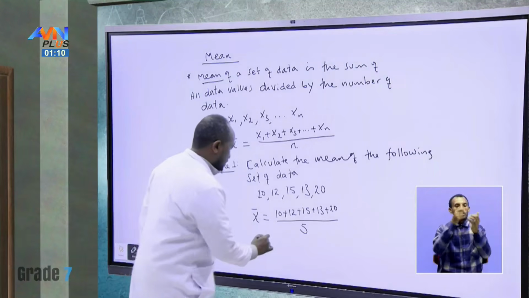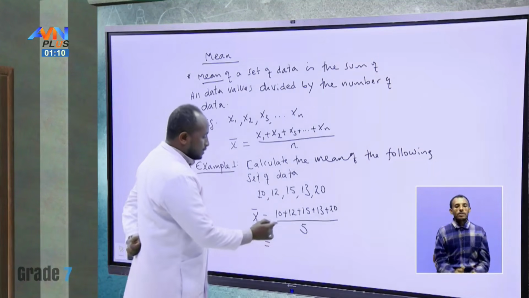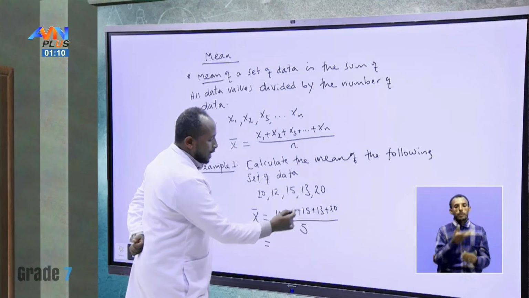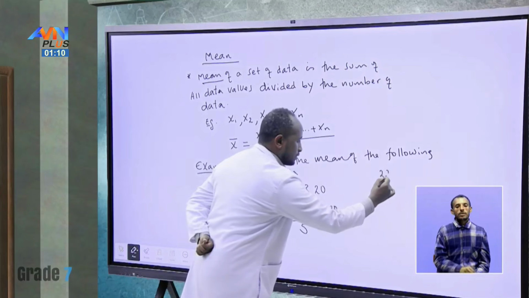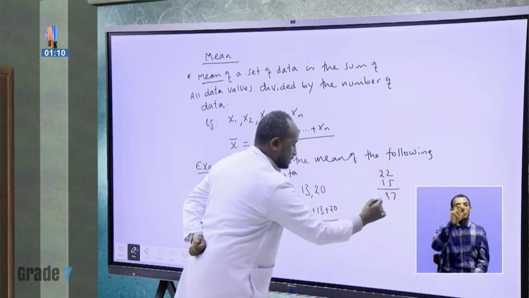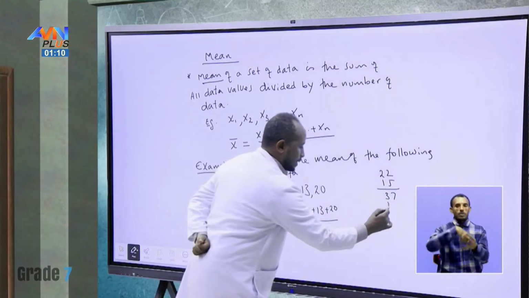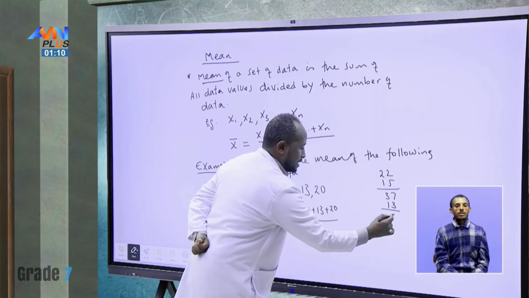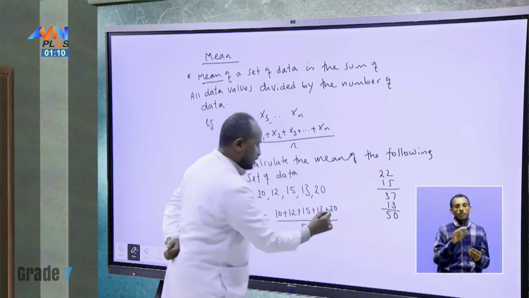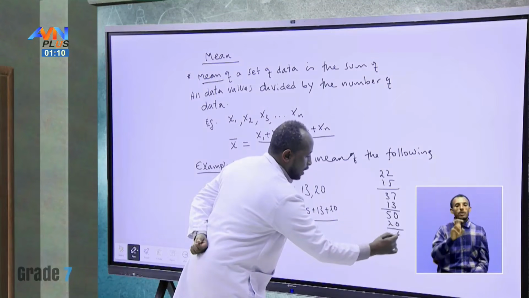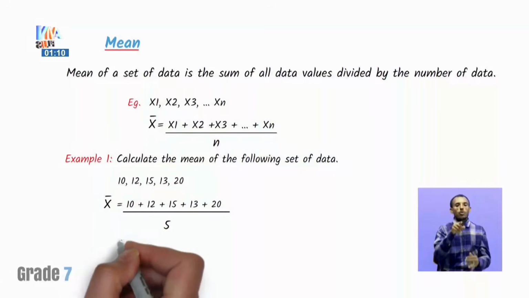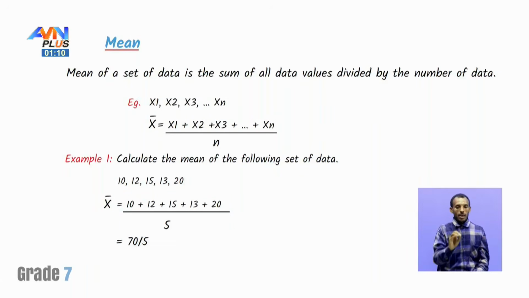So let's add this. 10 plus 12 is 22. 22 plus 15 is 37. 37 plus 13: 7 plus 3 is 10, and 1 plus 3 is 4, plus 1 is 5, so 50. And then plus 20, you have 70. The sum of this data is 70, so you divide 70 by 5 and you will have the mean.